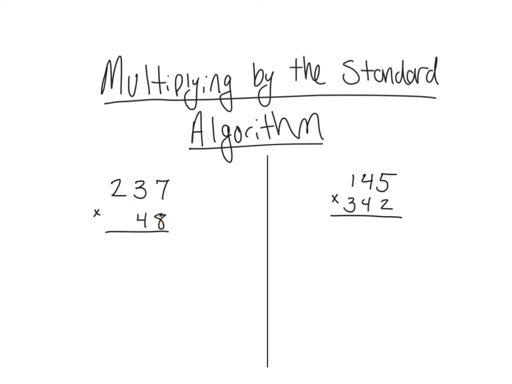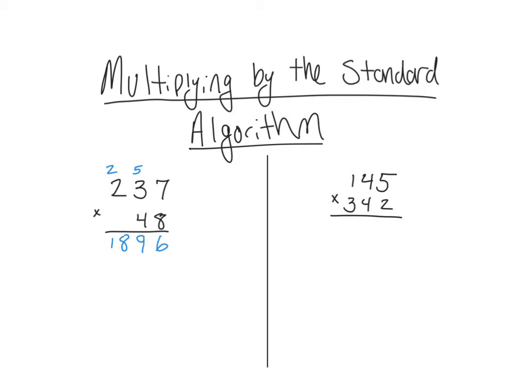Okay, so what we do is we just do 8 times 7 is 56. So we put the 6 down under the 8, and we are going to regroup that 5. So we then do 8 times 3, which is 24, plus the 5, which is 29. So I put down the 9 and I regroup the 2. 8 times 2 is 16, plus 2 is 18. Okay, now I don't have anywhere else to regroup here, so I just put down the 18 right there.